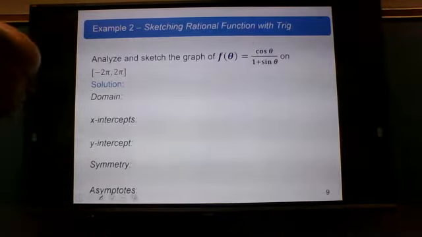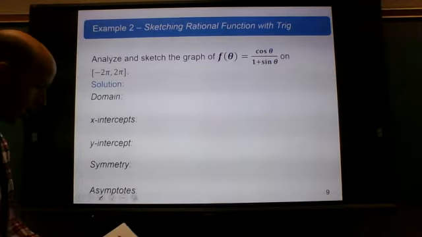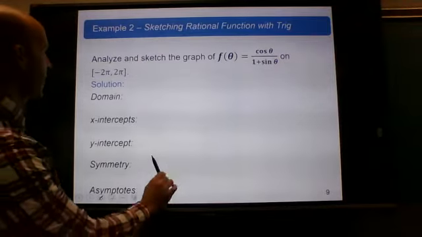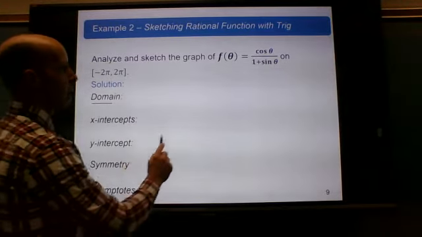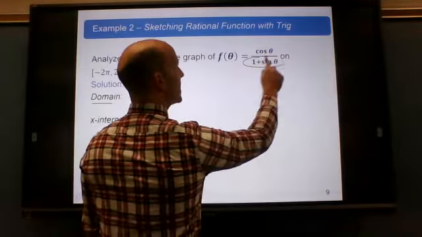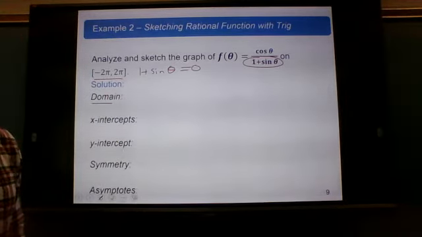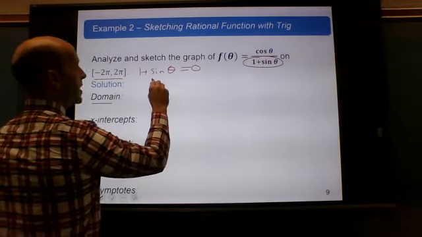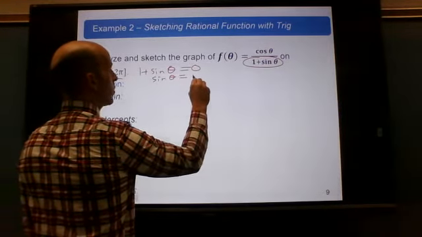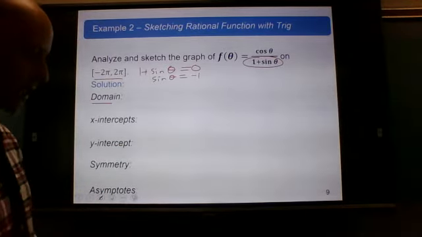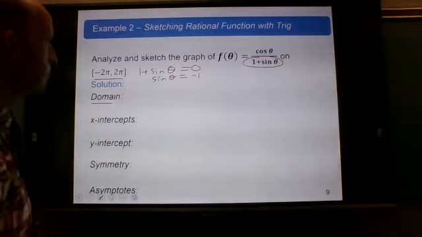All right, I'm going to go ahead and get started. So it turns out, again, just like in the first example, the only thing that we need to be concerned about with the domain is when is this going to be 0? When is 1 plus sine theta going to be equal to 0 on this particular domain? In other words, when is sine of theta equal to -1? That's where we're going to have issues with the domain.